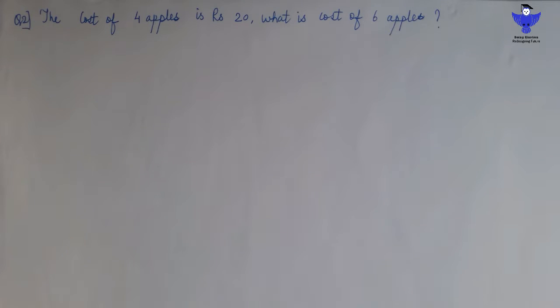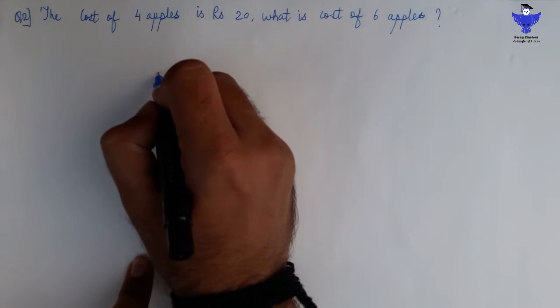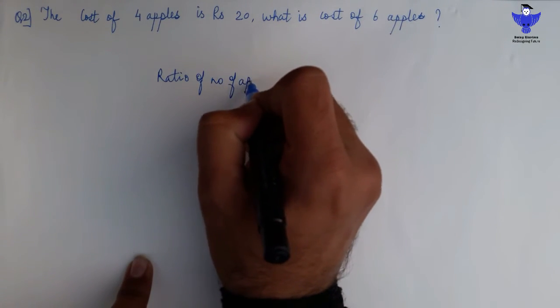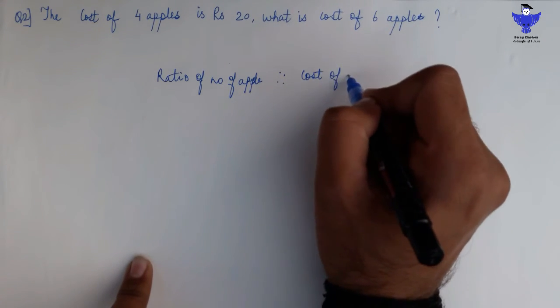Now let's take another example of proportions. The cost of 4 apples is ₹20. What is the cost of 6 apples? Here two things are given in this question: number of apples and cost. We can write the ratio in two parts: the ratio of number of apples to the cost of apples.